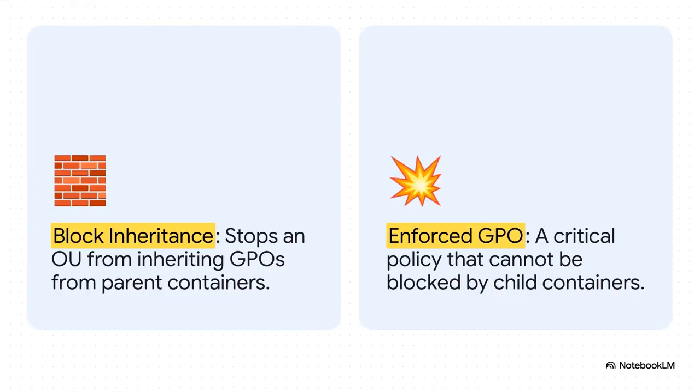And this is where admins get even more power to fine-tune things. A department, an OU, can decide to block inheritance. They can basically put up a shield and say, nope, we don't want those rules from above. But there's a counter move.